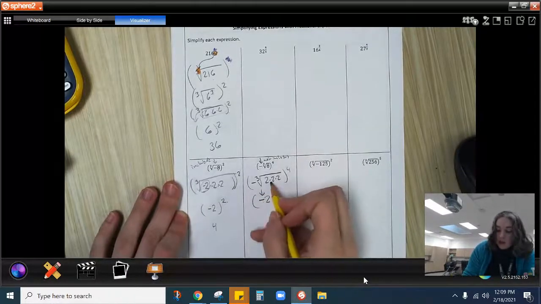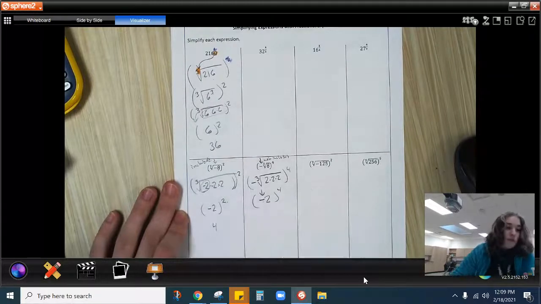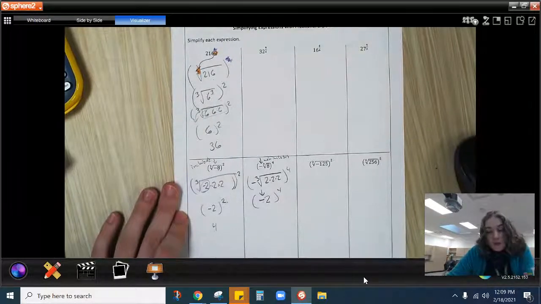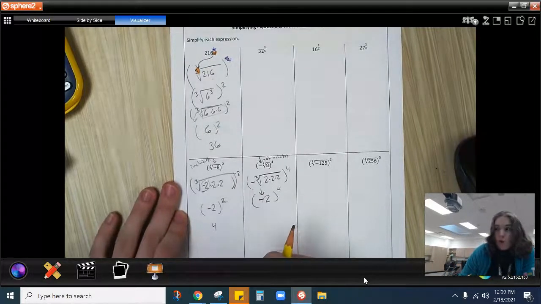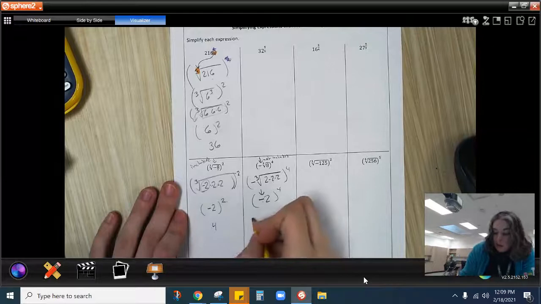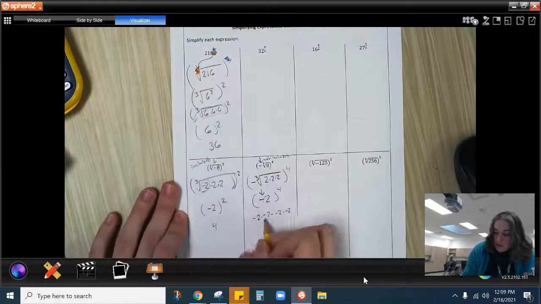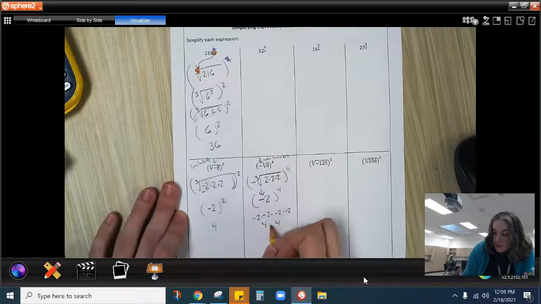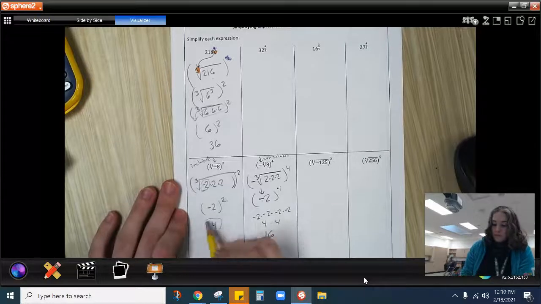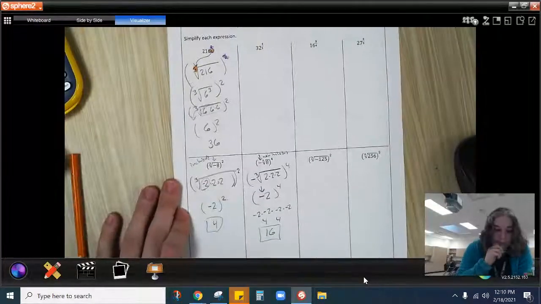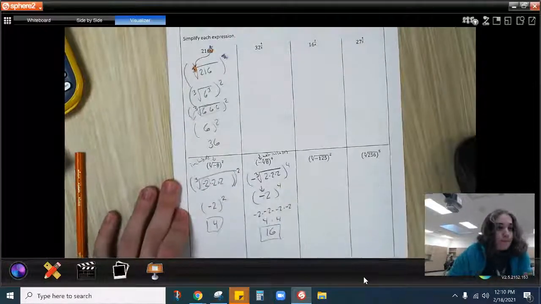This was not included in that, right? So it's going to be negative 2 to the 4th power. Well, that's negative 2 times negative 2 times negative 2 times negative 2. Negative times negative is a positive. So our negatives cancel each other out, so to speak, right? So that makes a positive 4. 4 times 4 is 16. So I want you to try using your negatives for this one, okay?